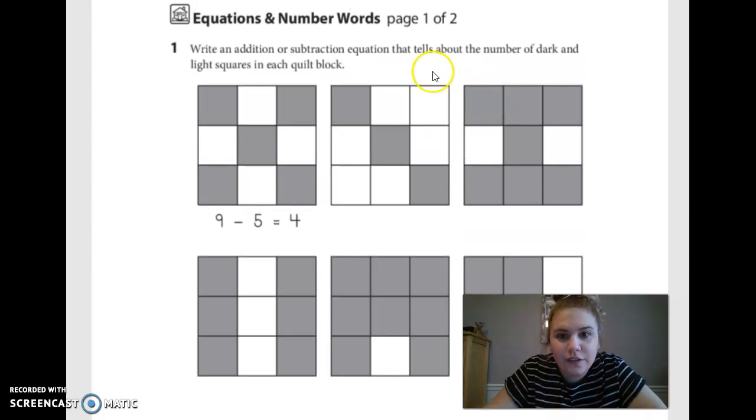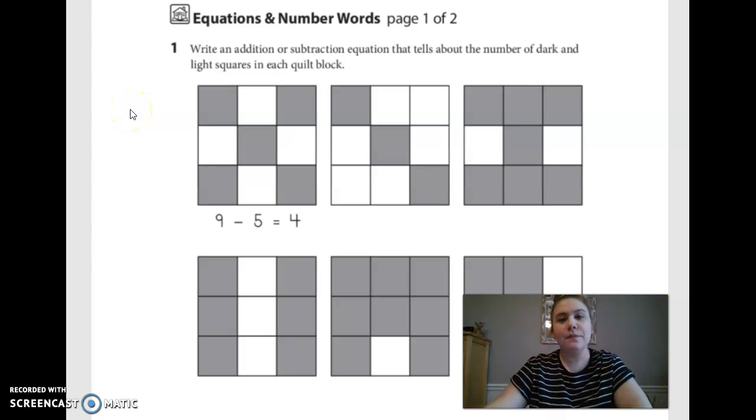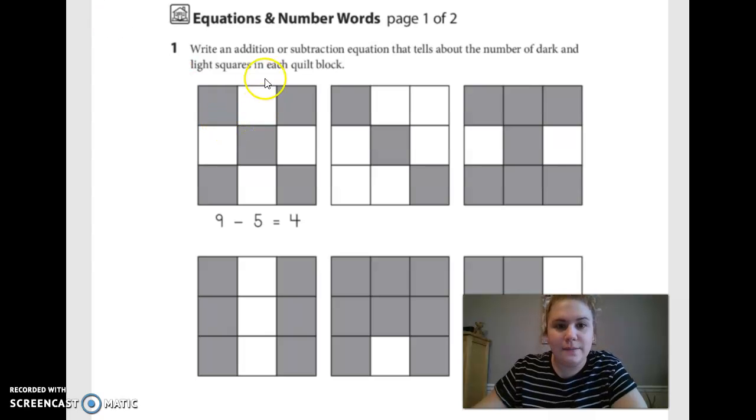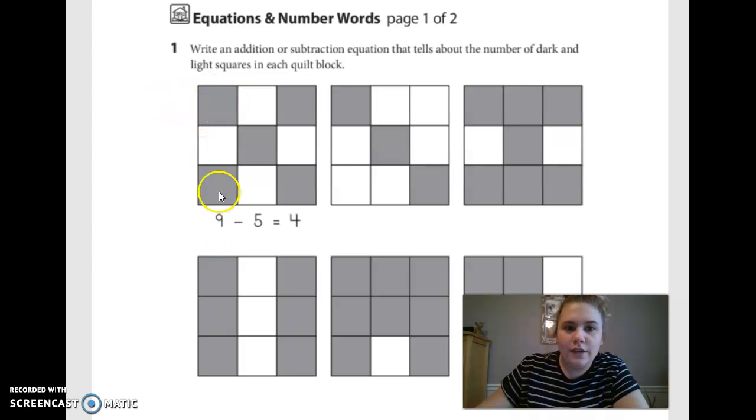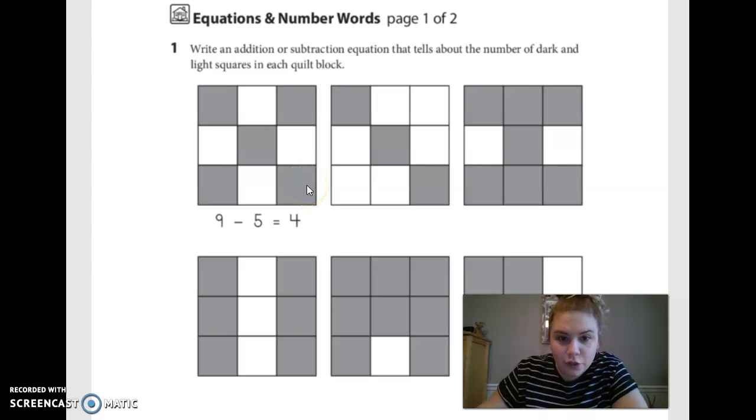Just wanted to give a little reminder of what these mean. If you remember our orange and white quilts that we made in class, where you got to make different blocks and put them together, these are exactly like that, except they're gray and white this time. So we see that there are 1, 2, 3, 4, 5 gray, which is where the 5 comes from. And there's 1, 2, 3, 4 white, and that's where this 4 comes from.